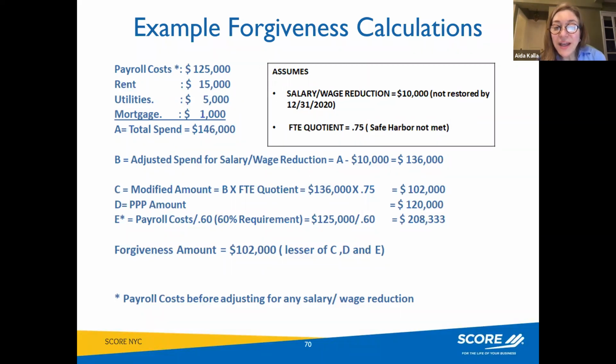Here we're making an assumption that the FTE quotient is 0.75, less than one. Uh-oh, so it's less than one. So the 136 amount is not even good for you. It's going to go lower. It's going to go to 102. That is your modified amount. You compare that to the 120, which is the amount of PPP you got, and to the calculation where you take your payroll cost and divide it by 0.60. And guess what? Your forgiveness amount is only 102.